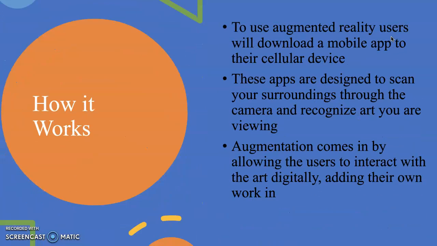To use augmented reality, users will download a mobile app to their cellular device. These apps are designed to scan your surroundings and recognize art you are viewing. The users can then add details and create on top of what they are already seeing in real life.